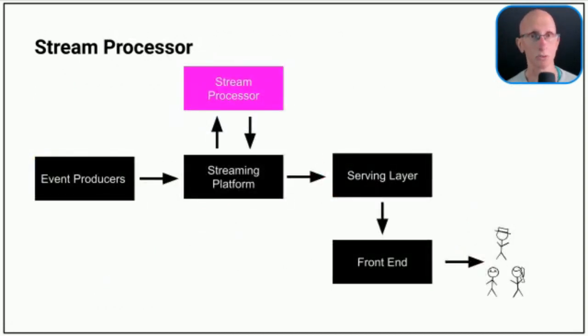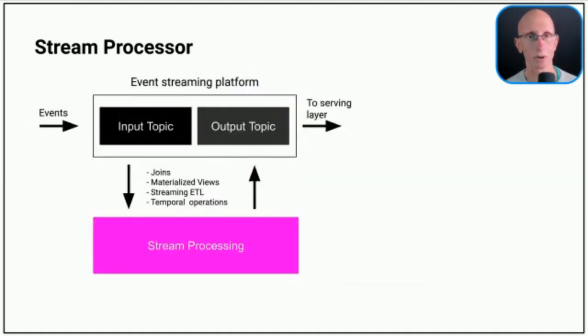Right, next up, stream processors. There is lots of energy around this one at the moment. So what is a stream processor doing? Generally the events are coming in to our event streaming platform, and then the stream processor might be operating on those events. It could be taking data, most likely from an input topic, and then putting it into an output one. And it could be doing some joins while it's doing that. Perhaps it's creating a materialized view. It could be doing streaming ETL. There's lots of different things that it could be doing.